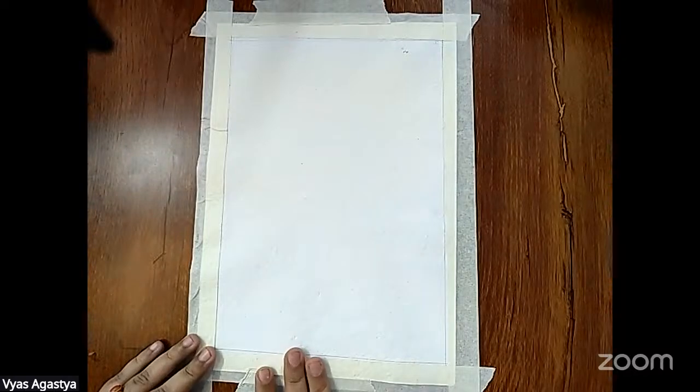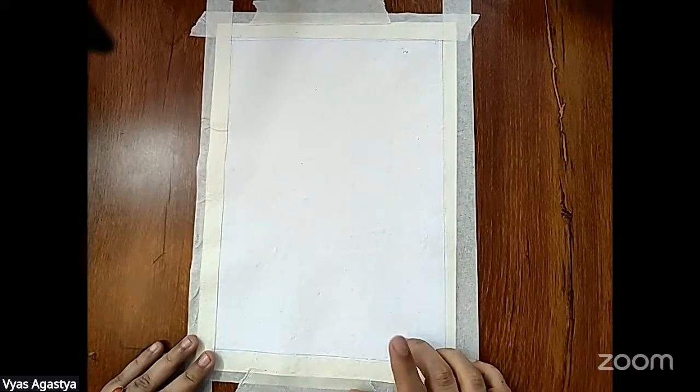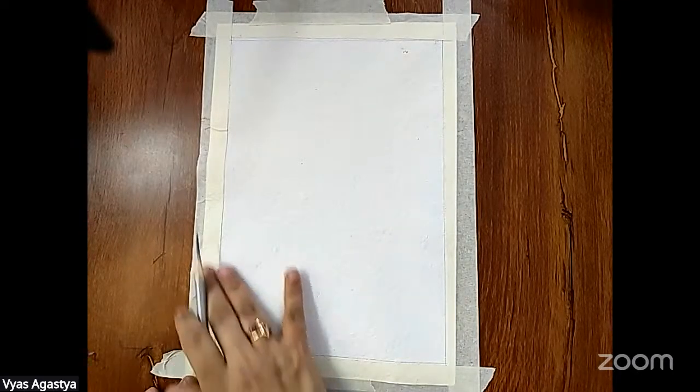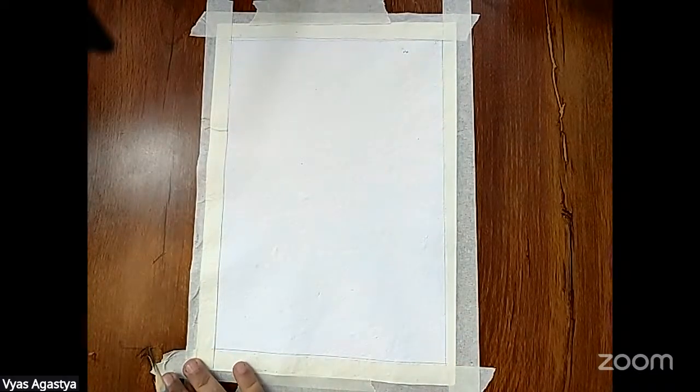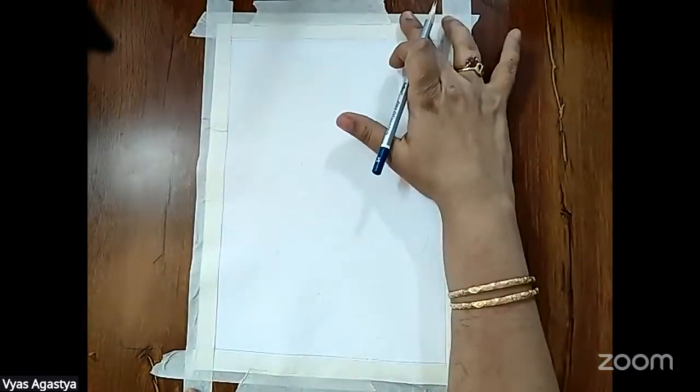Before analyzing the reference image, this is the 300 GSM white paper. It is cotton based paper. On this, I have stuck cello tape on the four sides, so that it will stay in place. While drawing or painting, it should not move. For that reason, I have stuck it with cello tape. Now I am starting the class.